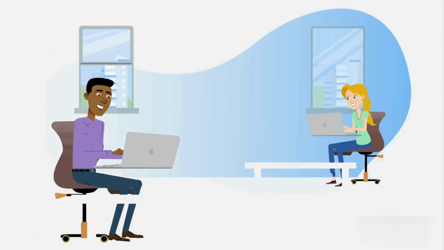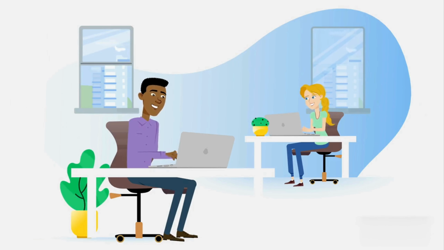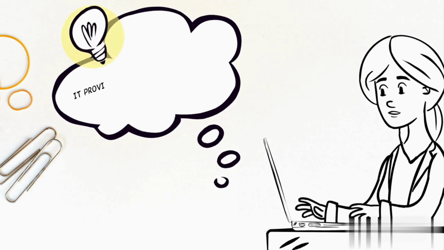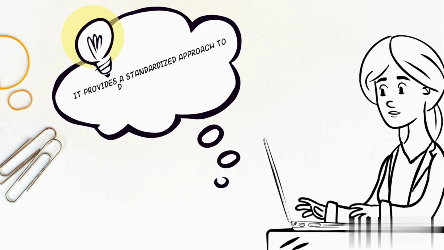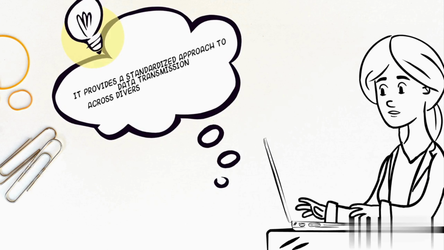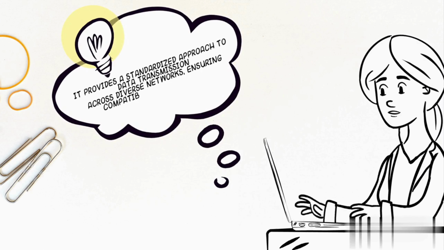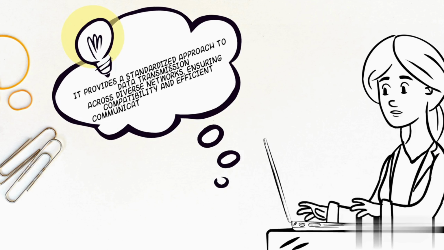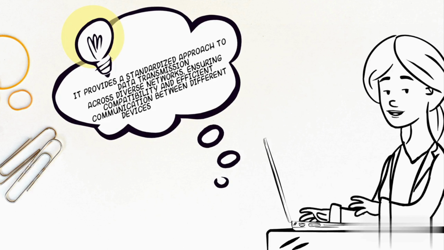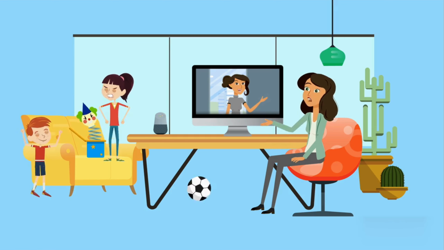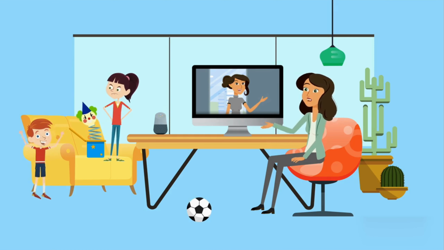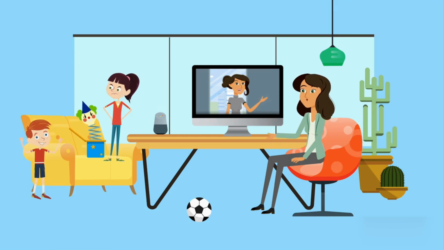Conclusion. The TCP/IP model is the foundation of modern networking and the Internet. It provides a standardized approach to data transmission across diverse networks, ensuring compatibility and efficient communication between different devices and systems. Its simplicity and efficiency have made it indispensable in the digital age, supporting everything from web browsing to global communications. In this video, we explored Internet, network types, topologies, devices, OSI model, and TCP/IP model in detail, understanding their layers, functions, and how they facilitate seamless network communication.